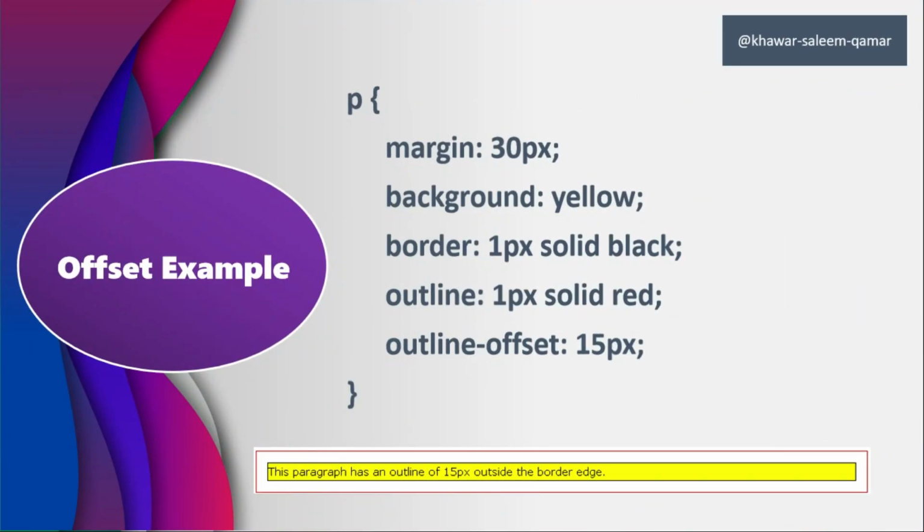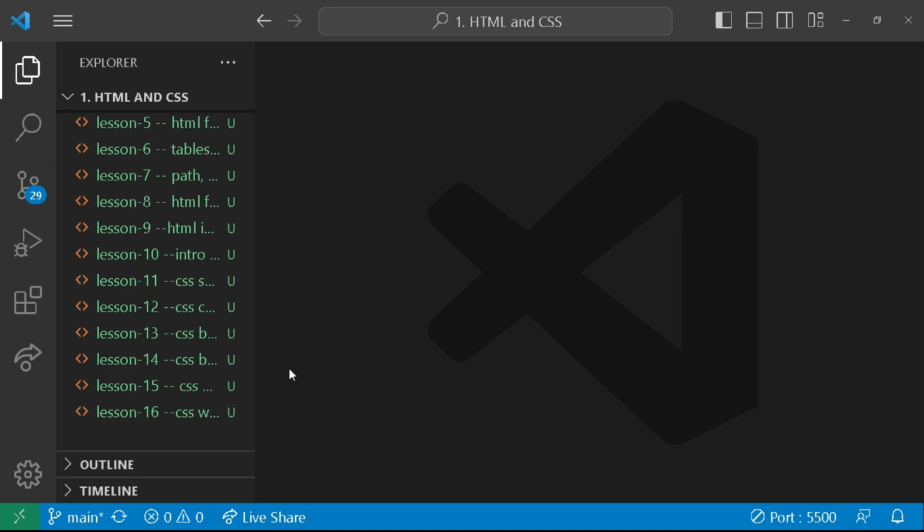Now let us see an example for offset. In this example, we have given the background the color yellow, and we have given a bit of margin which would start from outside our outline. We have given the outline in the shorthand property, which means the width of the outline would be 1 pixel, solid style, and red color. And in outline-offset, we have given it an offset of 15 pixels from our border. So let us see that example inside our IDE.